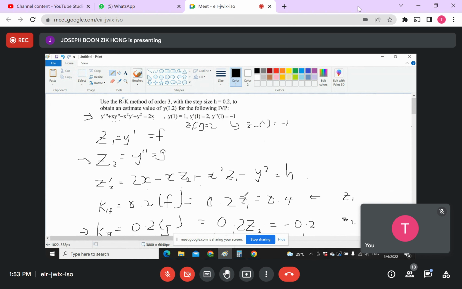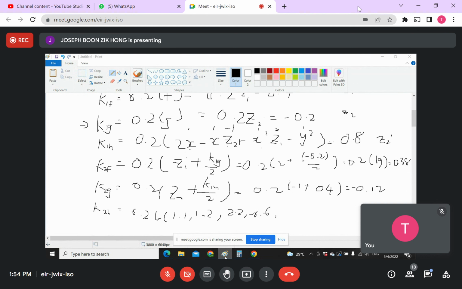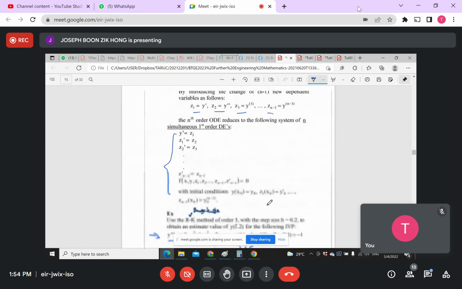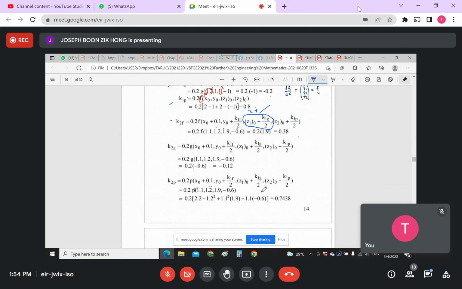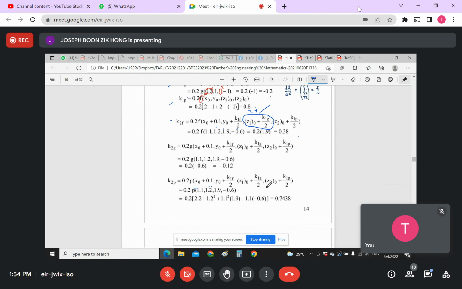Okay, so your last number will be the Z2 prime. But for Z2 prime, you need to consider what you have here. So what we see here, your last number, what you need to consider for K2P will be this one: Z2 naught plus K1P divided by 2. So what is your Z2 naught?